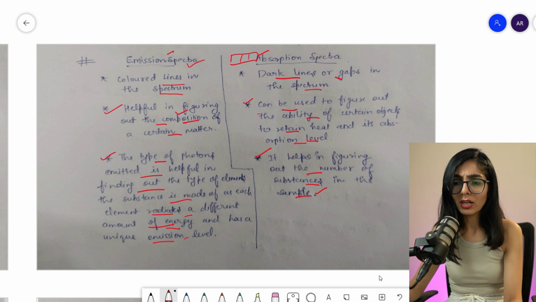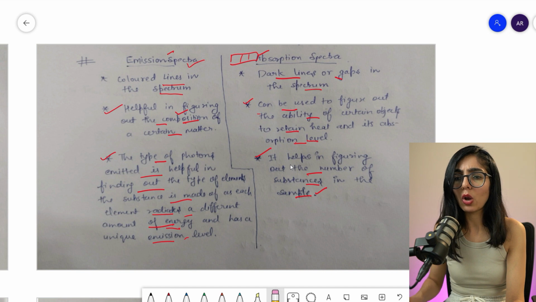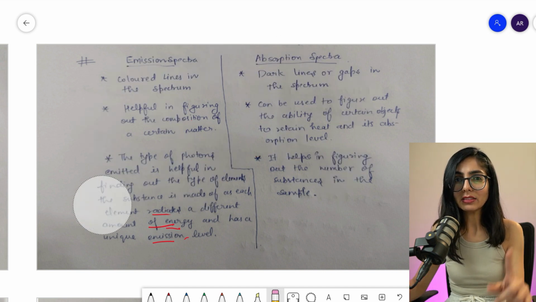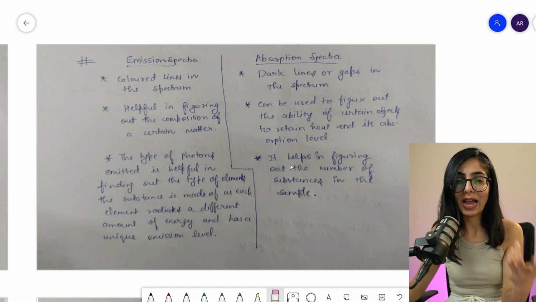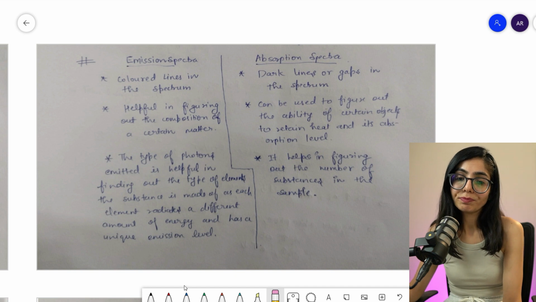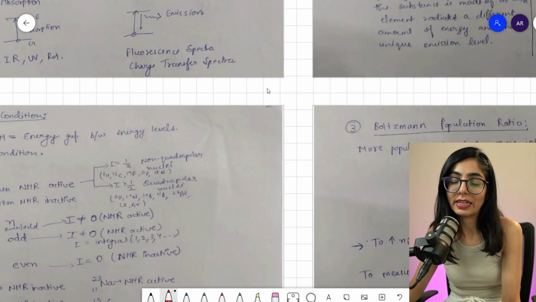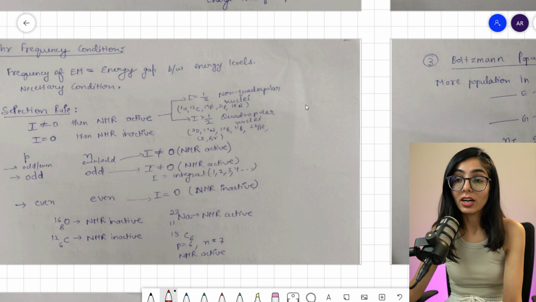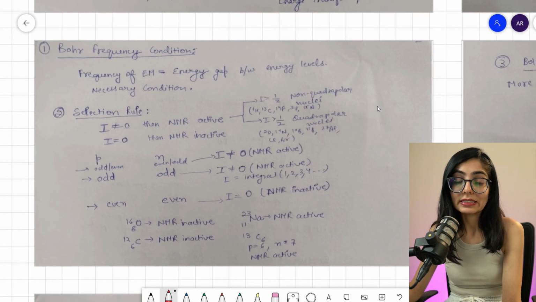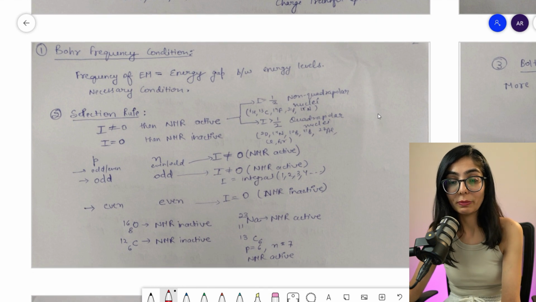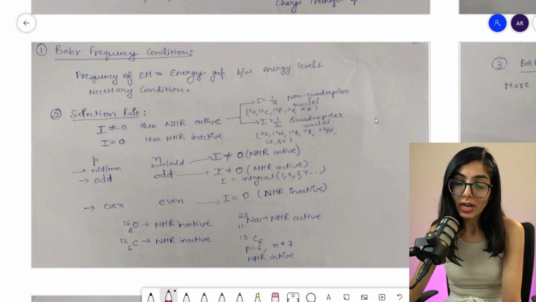So that's all about this basic definition, along with the two differences which I told you guys earlier. About the angle, that in absorption it is 180 degree and in emission it is 90 degree, and the difference between ground state and excited state. The difference between ground state and excited state will be less in emission spectrum, and in absorption it will be more. So now that part is over.